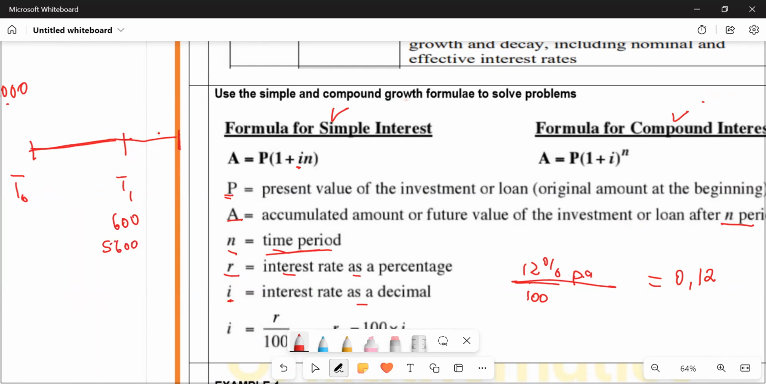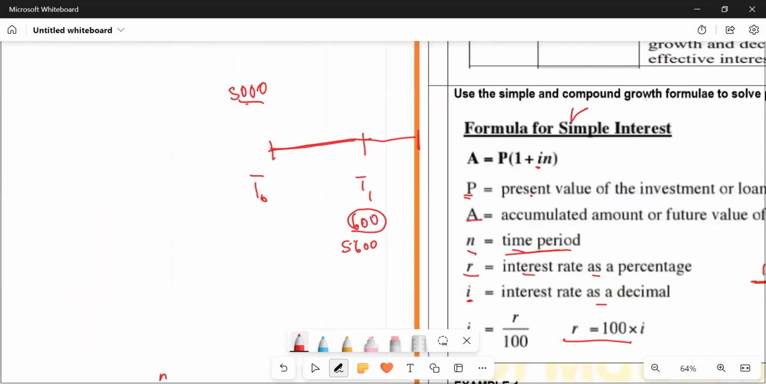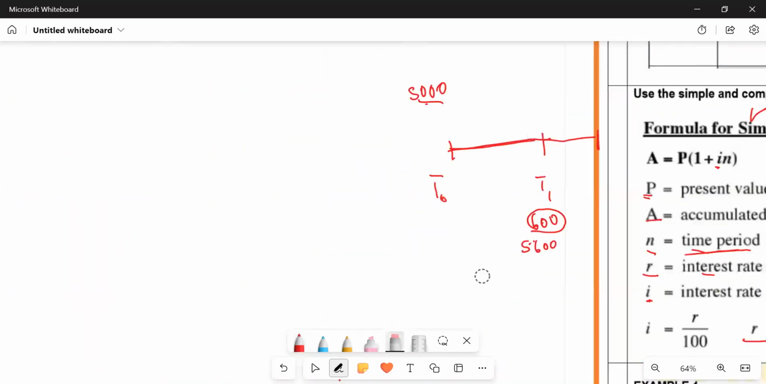We go to T2. On T2 again, this is what we're going to get. You are not going to receive interest for 600, but you're going to receive interest for the 5,000. If you receive the interest for the 5,000, what are you going to have? Let me put it this side so that everyone understands. So this is what we expect basically.